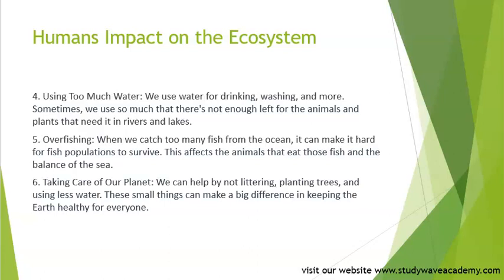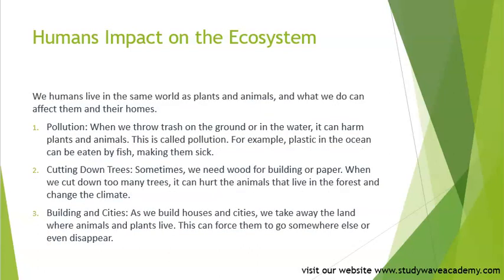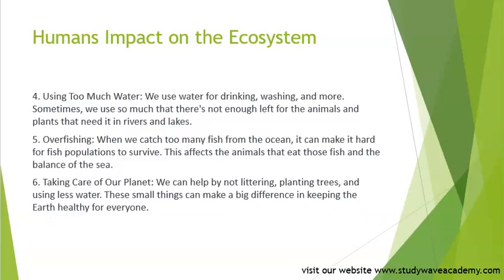Humans' impact on the ecosystem. We said it's pollution, cutting down trees, building cities, using too much water, overfishing. We can stop this by taking care of the planet. When we don't litter, we plant more trees. As we cut down, we make sure we plant more. We use less water. All this can make a difference in the earth, and the earth will be healthy for everyone. Okay, so this is all on ecology.